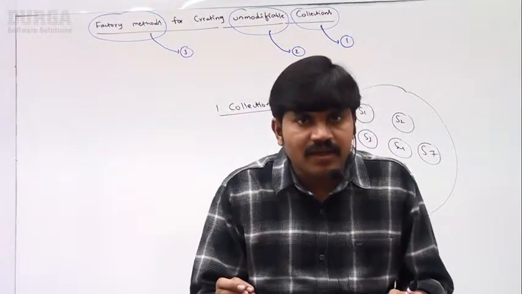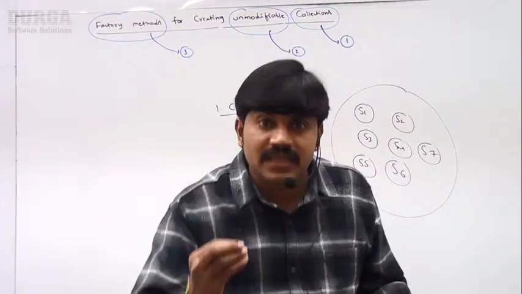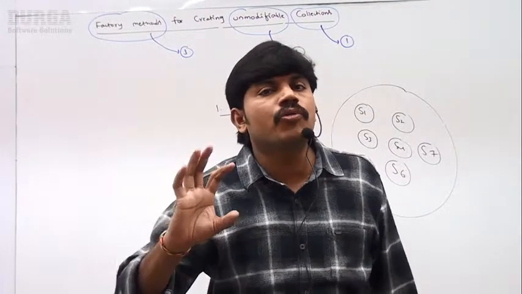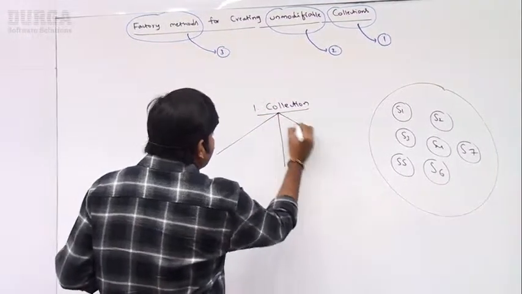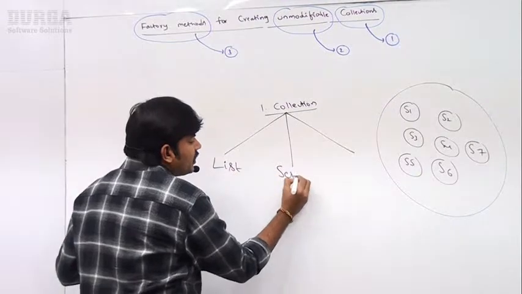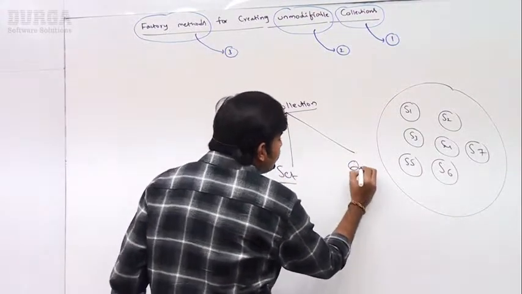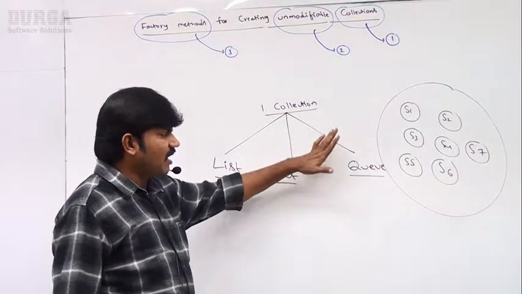Next, some collections are list type, some collections are set type, some collections are queue type. This collection is divided into 3 types. What is the first category? List type. The second category? Set type. The third category, queue type. Anyway, in our collections videos we discussed all of these.